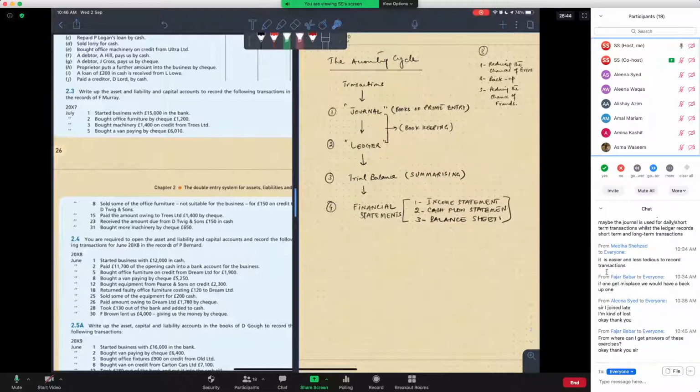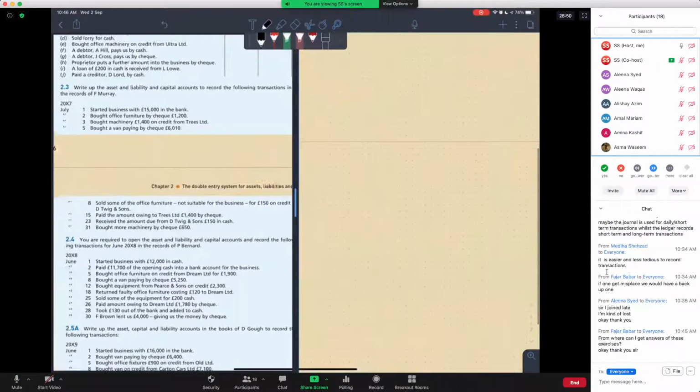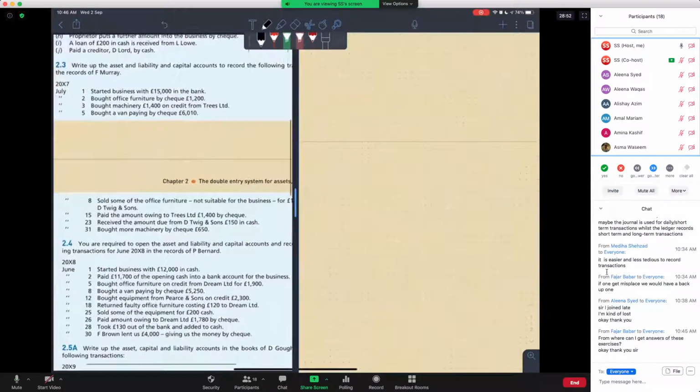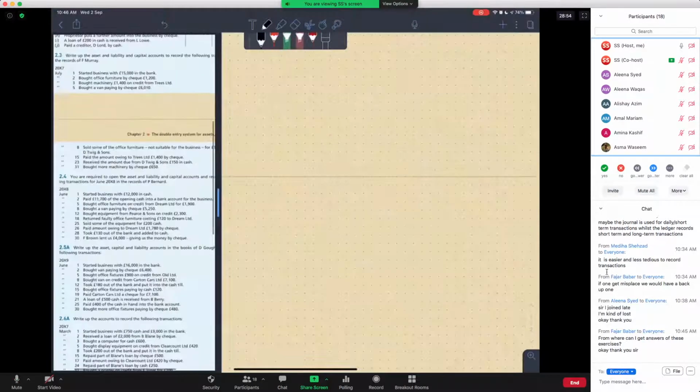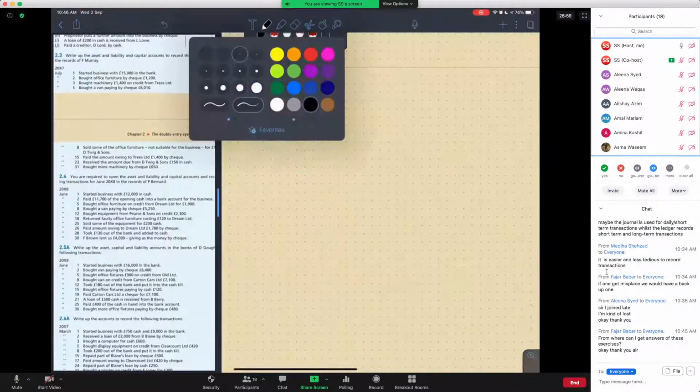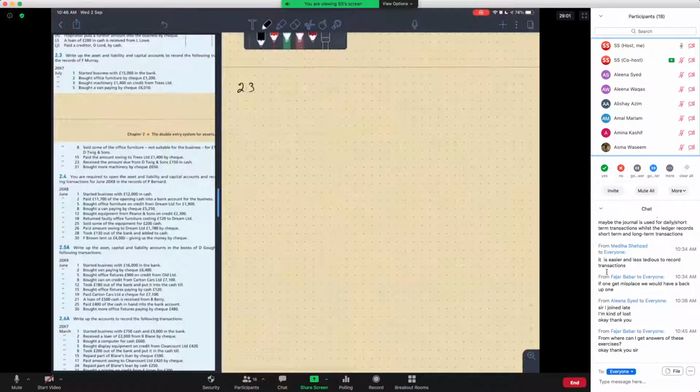So 2.3, we will start with the journal. Let me find a fresh page here. Let me make it bigger. Right. So this is how we make a journal. This is taken from Frankwood. FW I use for Frankwood. The worksheet I took from Frankwood.